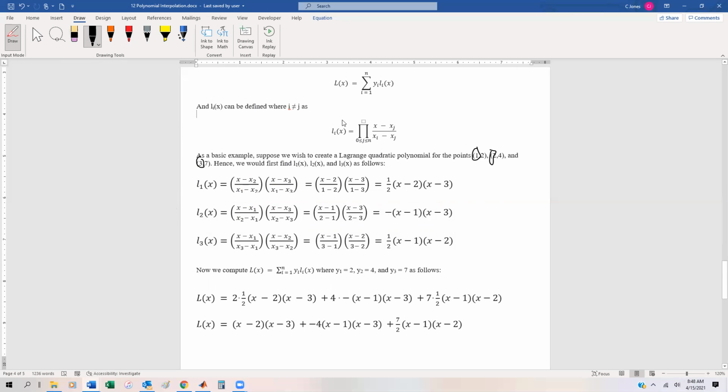Now that gives us L sub i, but that doesn't give us capital L of x. To get that, we take each of the y coordinates, which are 2, 4, and 7, and multiply them. We take 2 and multiply it by this expression. We take 4 and multiply it by this expression. We take 7 and multiply it by this expression, and then we just add it up. And that's how we get to our Lagrange interpolating polynomial.